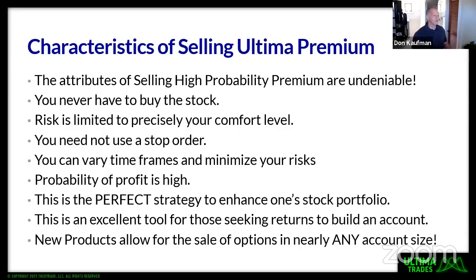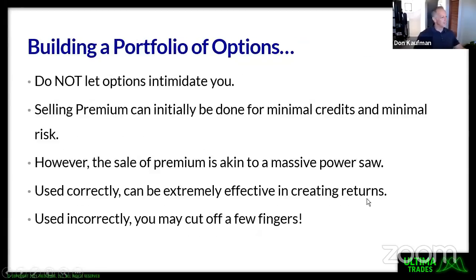You can vary time frames, and varying time frames further minimizes your risk. The probability of profit is high, and this is the perfect strategy to enhance one's stock portfolio, but it's also a great tool for those of you trying to build your account. This is much more about consistency. That's what premium selling is about: consistency. And I stress this, new products allow for the sale of options in nearly any account size. I love being elusive about that because some of you ask how you do this in a smaller account. You can, and you will, and you can do it inside of an IRA.